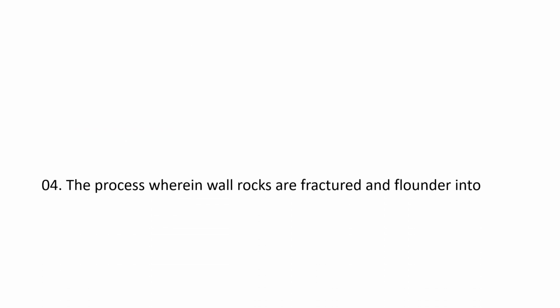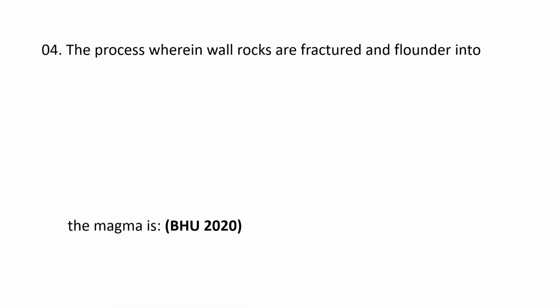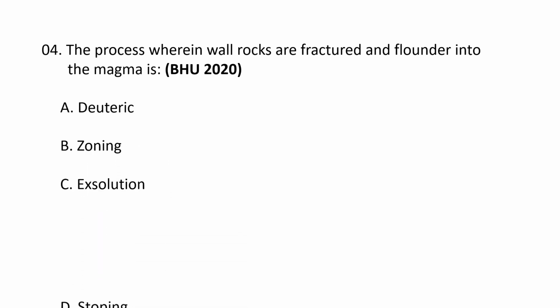Next question. The process wherein wall rocks are fractured and founder into the magma is: A. Deuteric, B. Zoning, C. Assimilation, and D. Stoping. So the correct option goes as D. Stoping. This process where wall rocks fracture and fall into magma is called stoping, and this occurs when magma, being less dense than the surrounding rock, rises and exerts pressure which will cause the wall rocks to fail or fracture and break off. These pieces then incorporate into the magma and are called xenoliths. So the process wherein wall rocks are fractured and founder into the magma is known as stoping. D is the correct option.